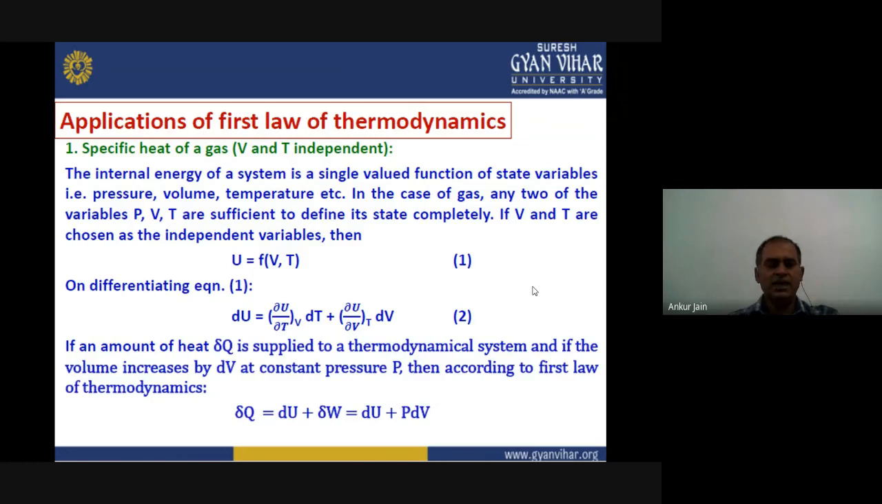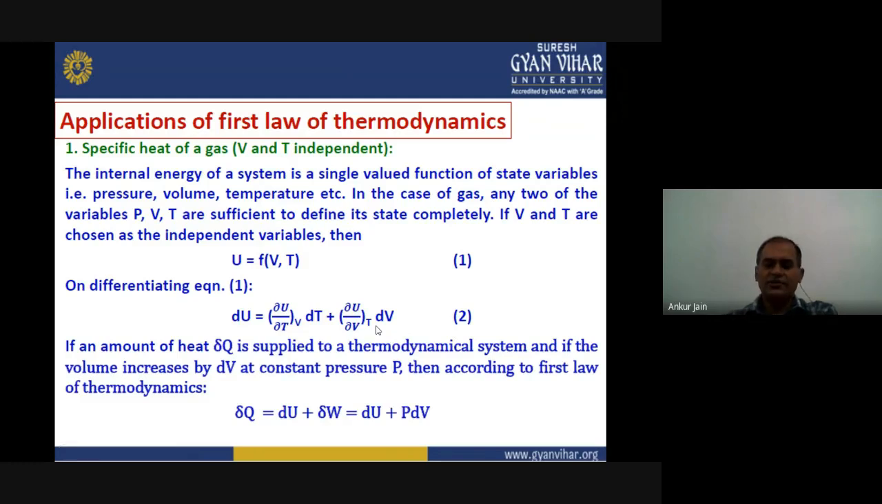In that case, the internal energy is considered as a function of volume and temperature. Let us consider this as equation 1. Since U is a function of V and T, on differentiating we can write one term with respect to volume and one term with respect to temperature. So dU equals del U upon del T at constant volume into dT, plus del U upon del V at constant temperature into dV, and that is equation number 2.